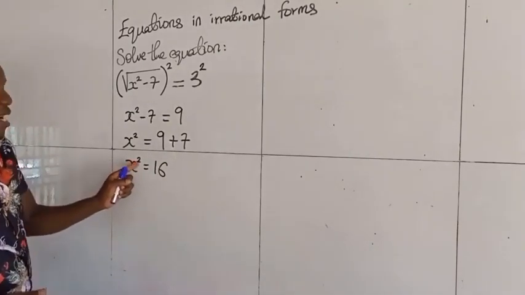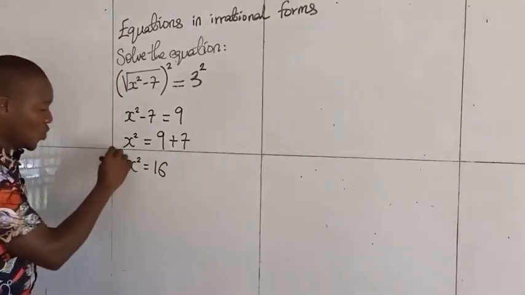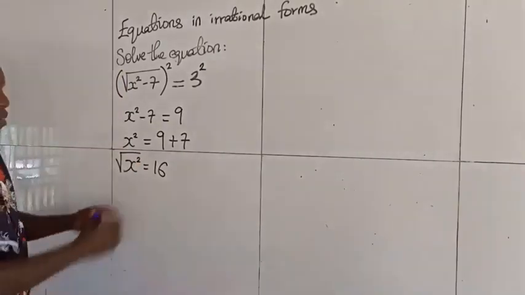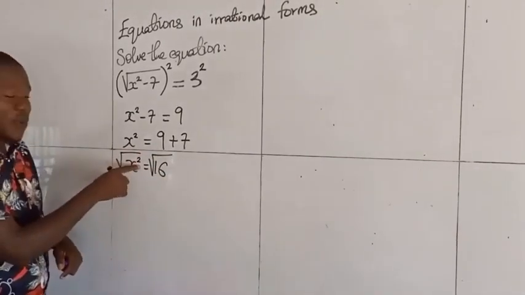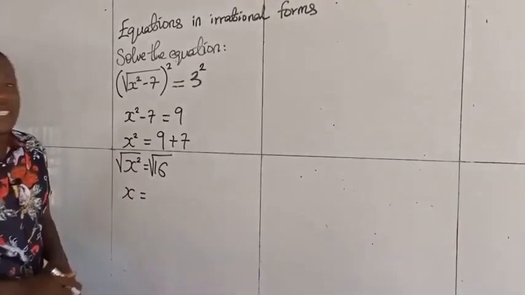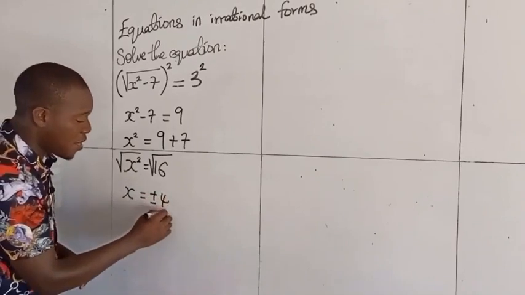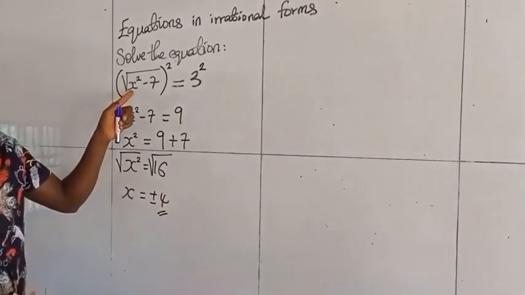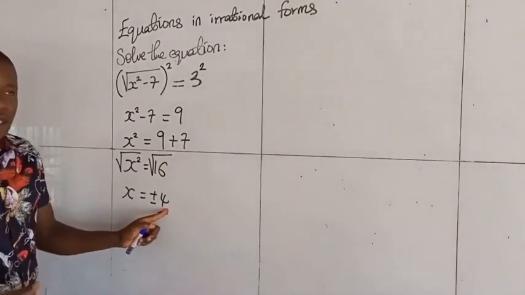So the next question, how do we eliminate square? Like I explained here, the inverse is square root. So you square root here, but you must also square root here. So this square root eliminates this square. We are left with what? x is equal to, what is square root of 16? Square root of 16 is plus or minus 4. That means the x here as a variable is representing either plus 4 or minus 4.